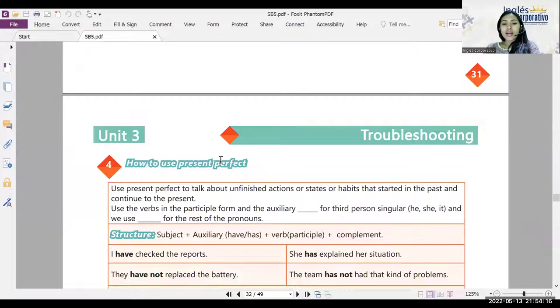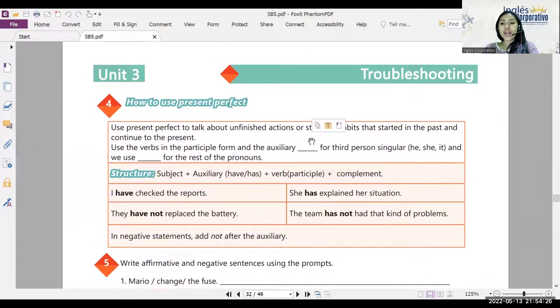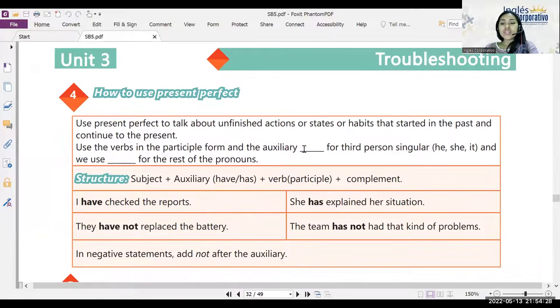Okay, so guys, how to use the present perfect? We use the present perfect to talk about unfinished actions or states or habits that started in the past and continue to the present. Okay.